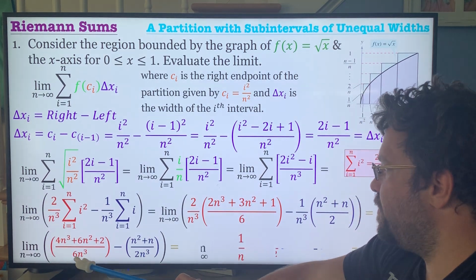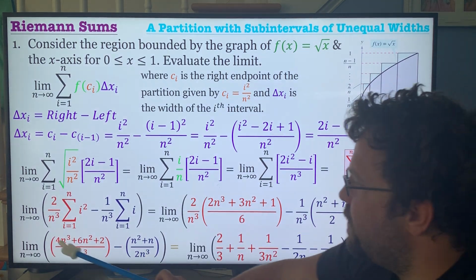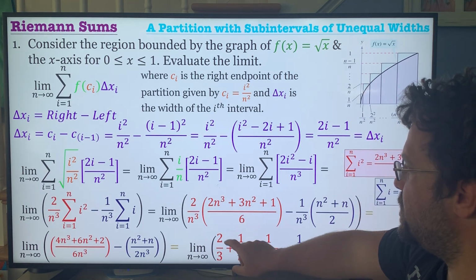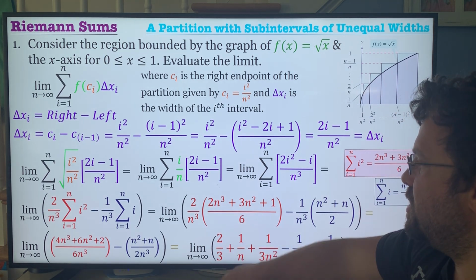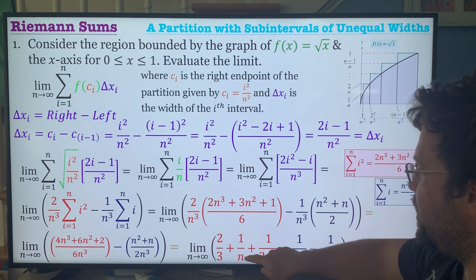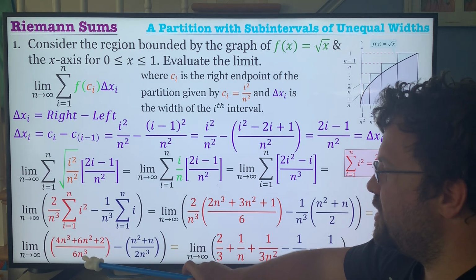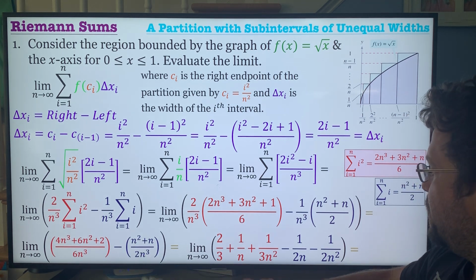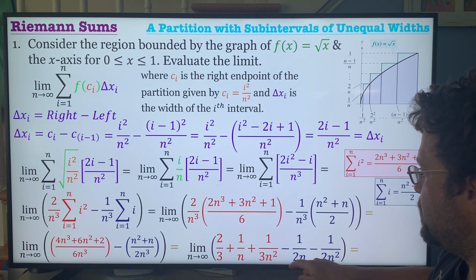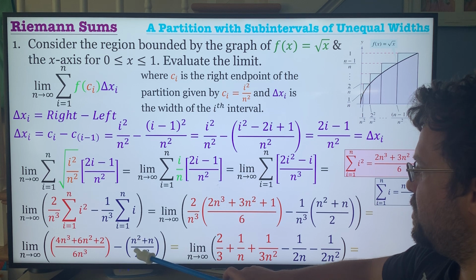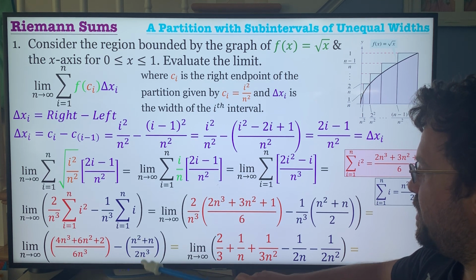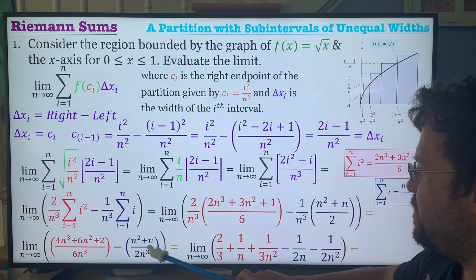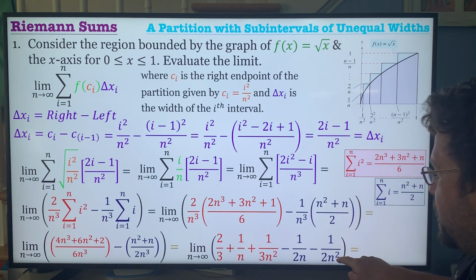So if I expand it, 4 over 6 reduces to 2/3, and the n cubes cancel out. 6n squared over n cubed becomes 1 over n. 2 divided by 6n cubed becomes 1 over n cubed. And then you've got minus n cubed over 2n cubed. So the 2n cubes cancel out, leaving you just a 2n on bottom. And then n over 2n cubed becomes 1 over 2n squared.